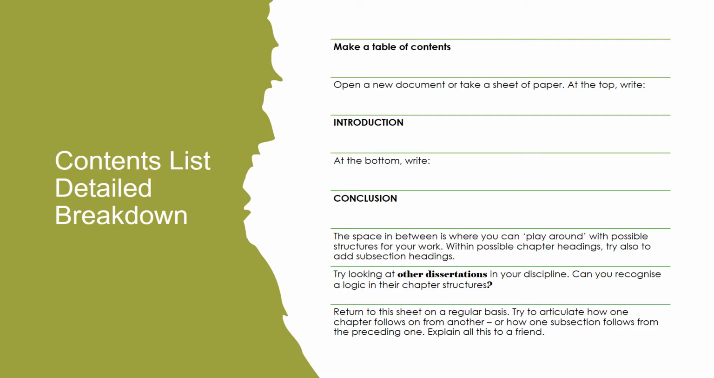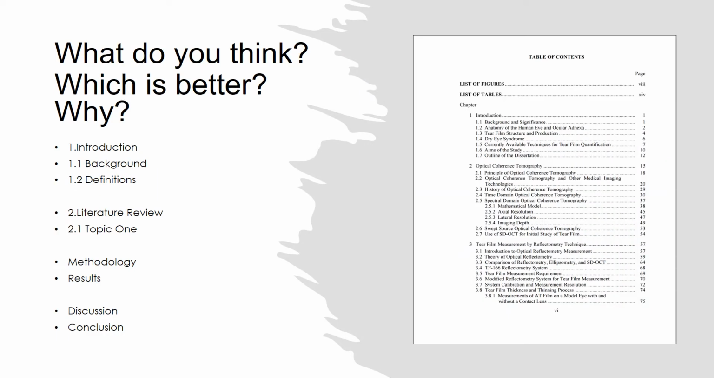beyond their topic. So if we look at these two lists, as you can see, this list on the left, we've got introduction, background, definitions, literature review, topic 1, for example. But the list on the right is much more detailed. So the list on the right, obviously this list is extremely detailed, and this is really a contents list from something at high master's or PhD level.